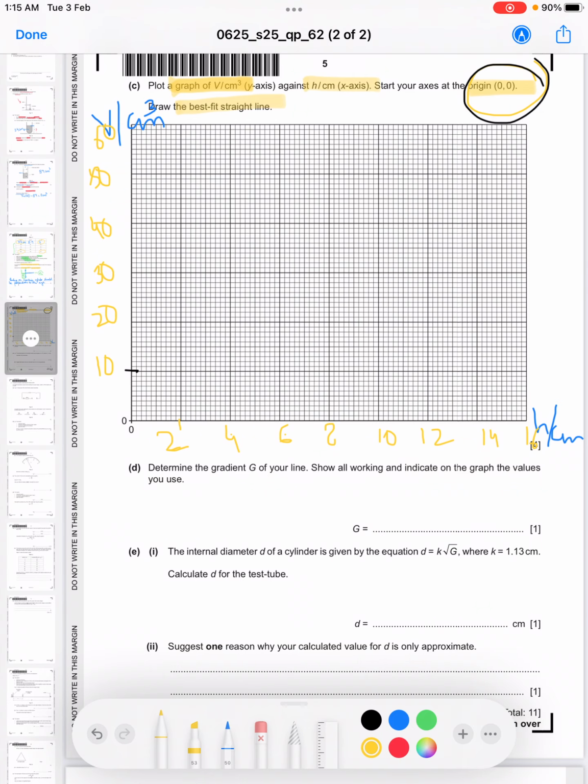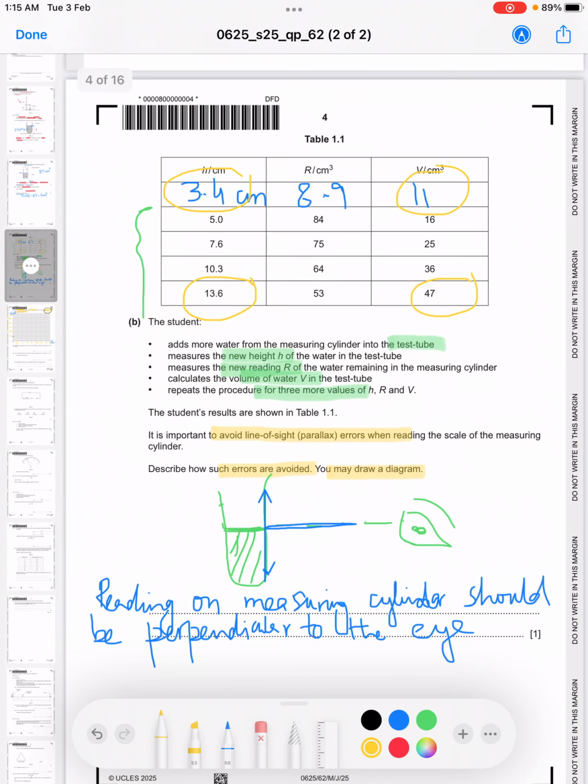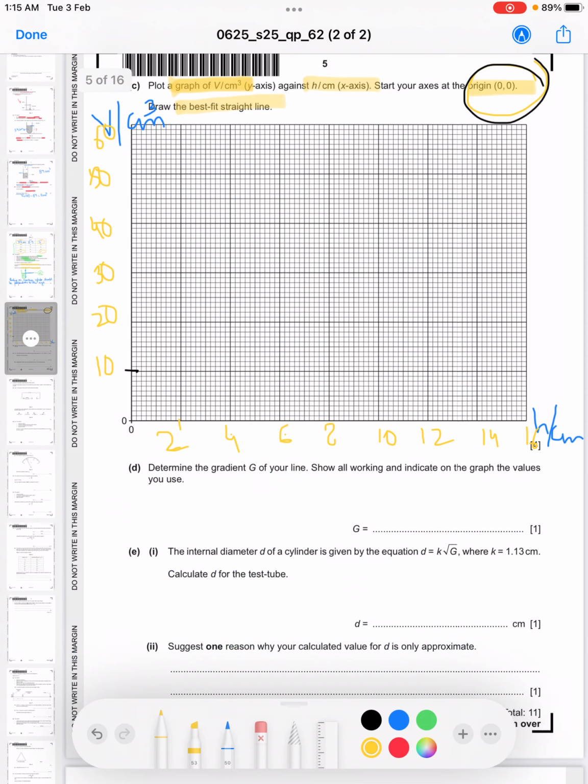So let's come to the first value, which is 3.4 and 11. I am choosing this point as my 3.4 and 11.